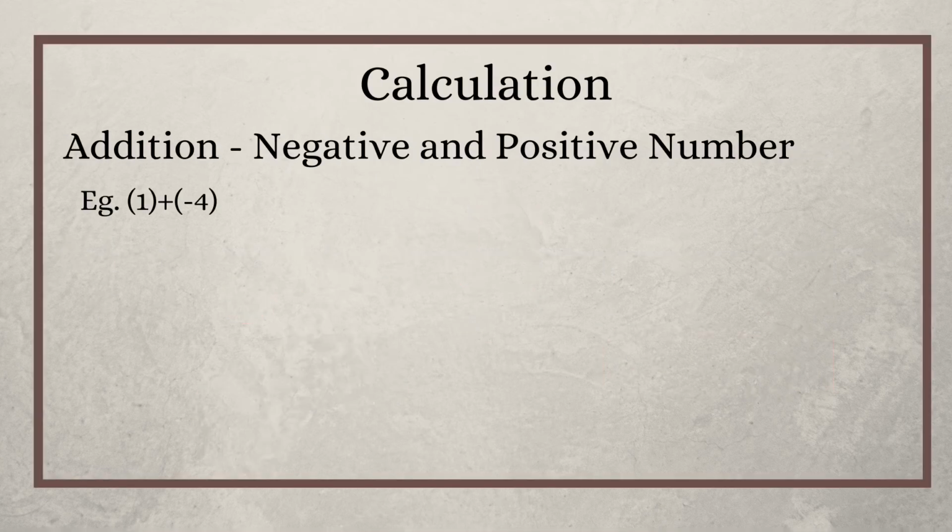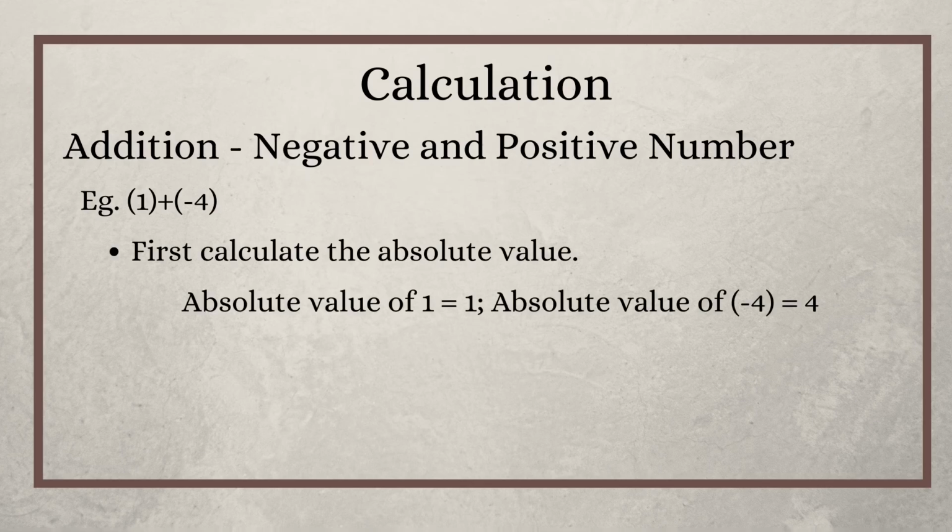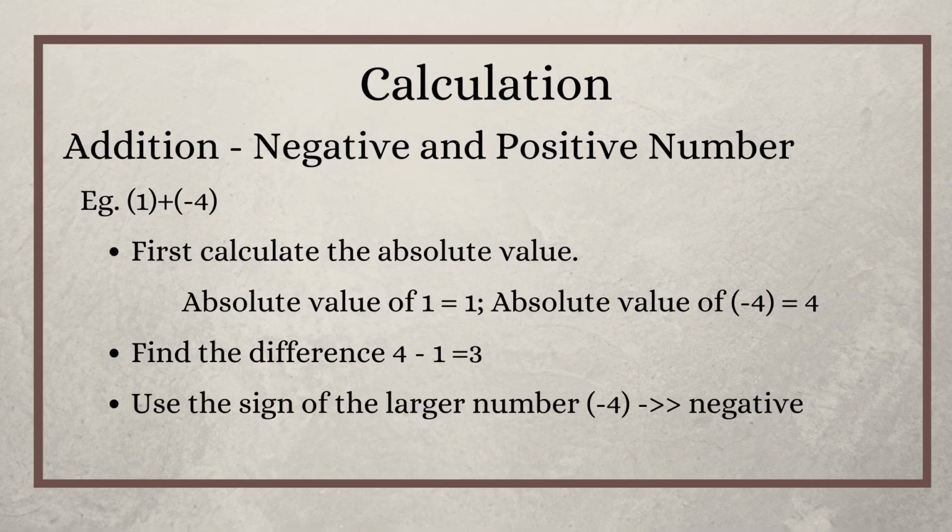Moving on to the calculation. First, find out the absolute values. So the absolute value of 1 is 1 and that of -4 is 4. Next, find the difference. Here, 4 minus 1 is 3. Now find the larger number. In this case, 4 is larger, so we make the answer negative. Thus, 1 plus -4 is equal to -3.